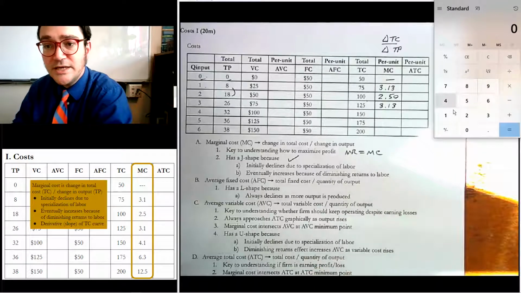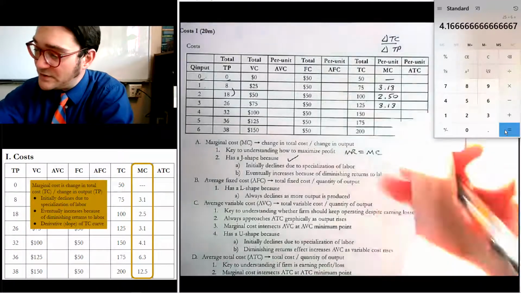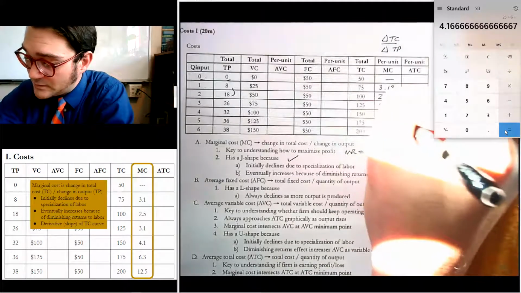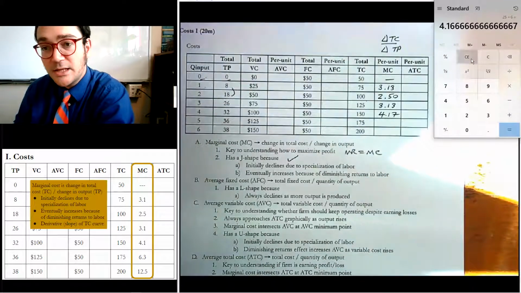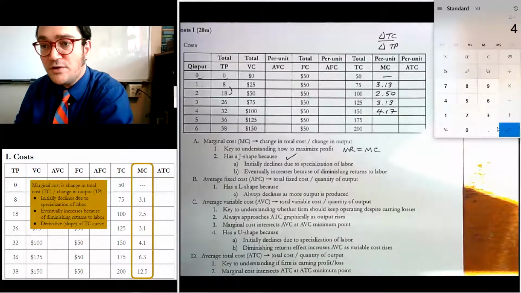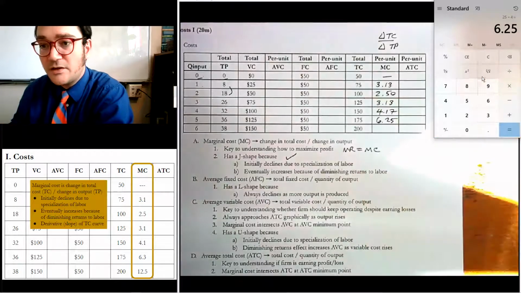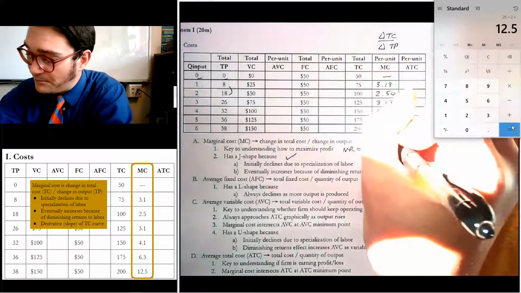Now let's do the fourth worker. 25 is how much it costs. That's the change in cost divided by the change in total product, which is 6. That should give us 4.17. And we're going to see that it's going to get larger and larger as we do more of these. Divided by 4, 6.25. And for this next one, 25 divided by 2 is 12.50.